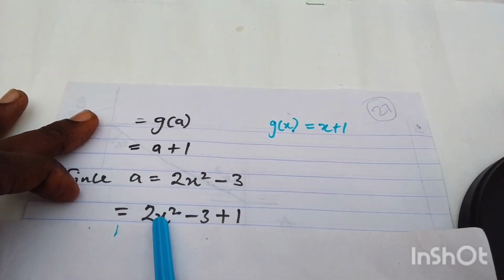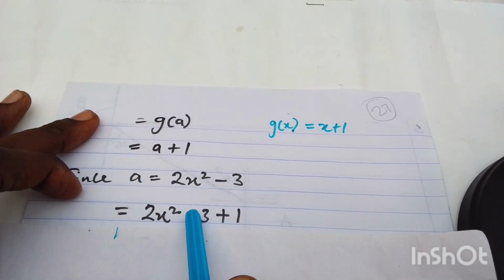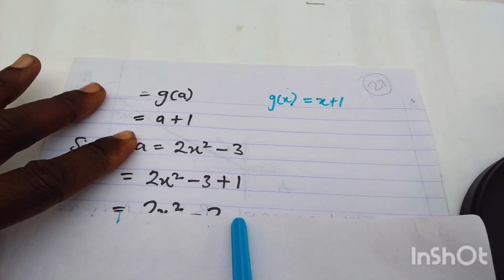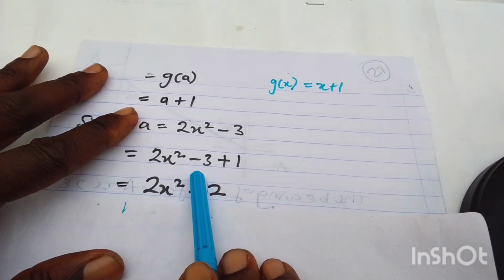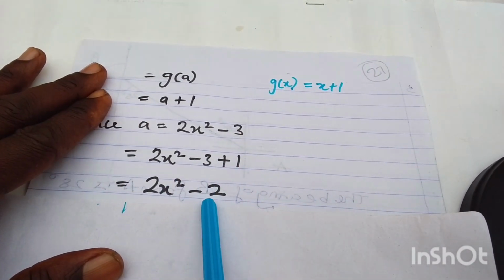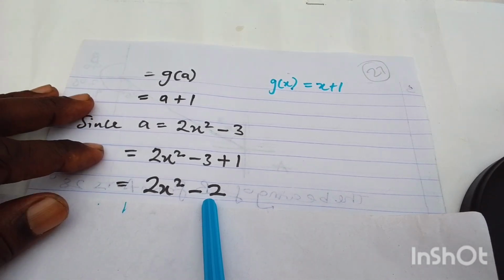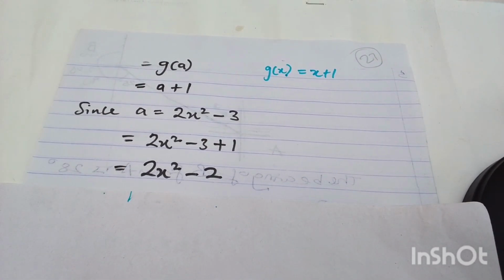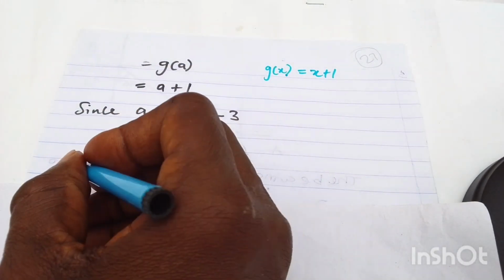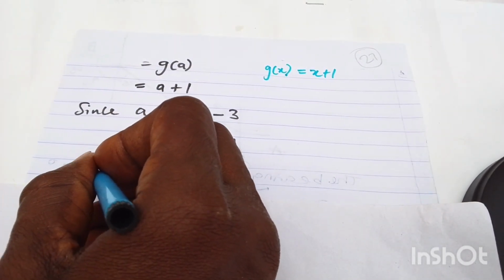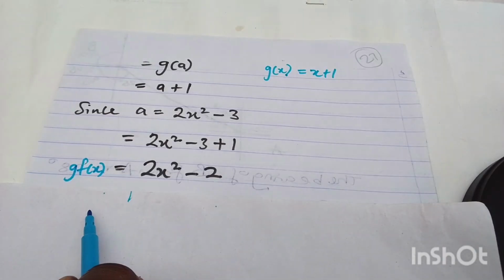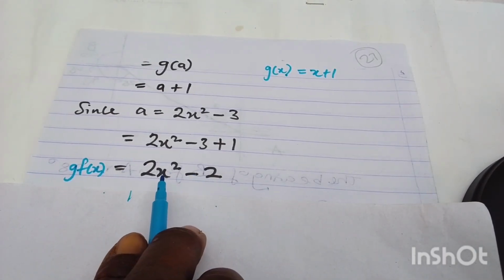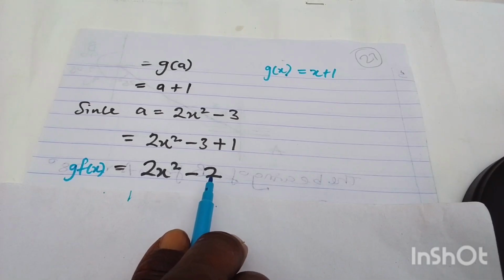When you substitute that, the a is 2x squared minus 3, then plus this one. So you are going to simplify this. You are having 2x squared minus 3 plus 1, which will give us minus 2. Now, it means that our gf of x, this composite mapping, is now 2x squared minus 2.